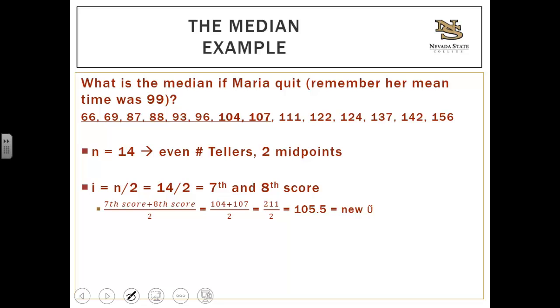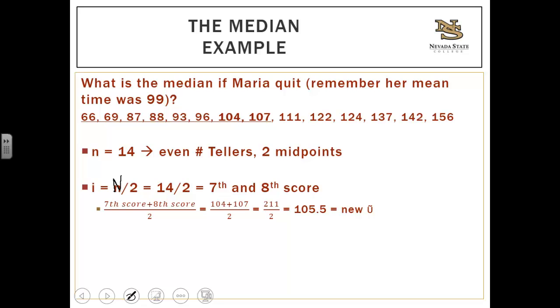Now let's say that Maria quit. So her mean score, remember that we calculated earlier, her 99 is no longer in our data set. So now we're left with an even number of tellers. We have 14 tellers. I'll change this to an N. So now we're going to have two midpoints. So when we calculate i, we have 14 tellers. 14 divided by 2 is 7. So we're looking at the 7th and the 8th score.